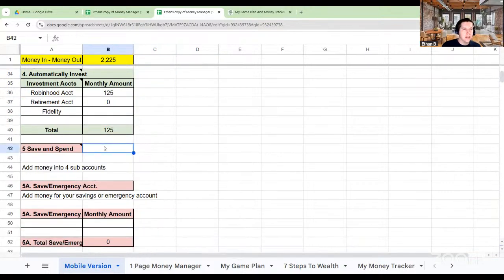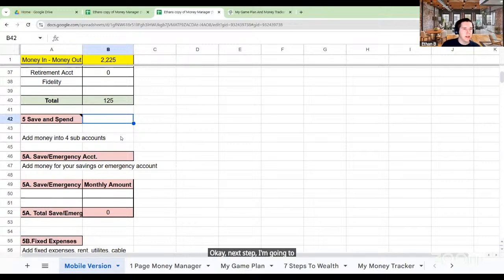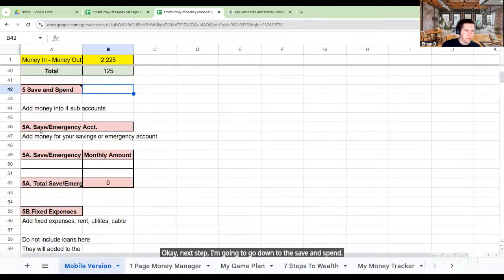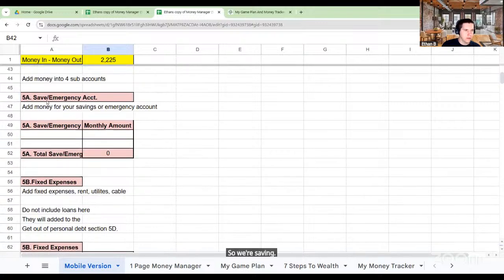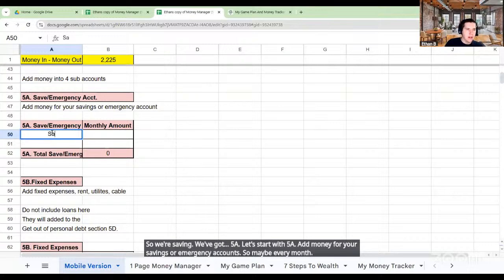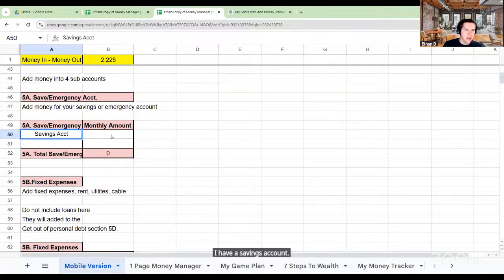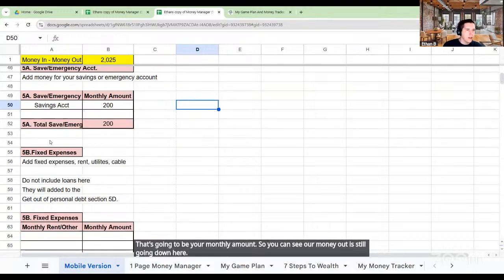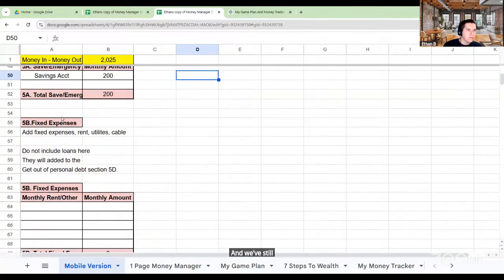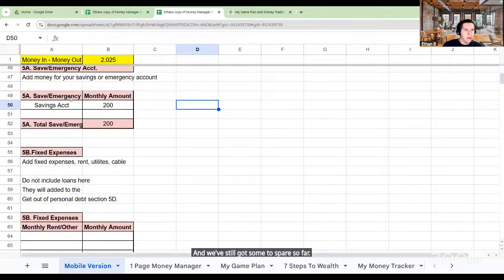Okay, next step, I'm going to go down to the save and spend. So for saving, we've got 5A. Let's start with 5A. Add money for your savings or emergency account. So maybe every month I have a savings account and I add $200 to it. That's going to be your monthly amount. So you can see our money out is still going down here. And we've still got some to spare so far. So that is 5A, that's save and emergency.